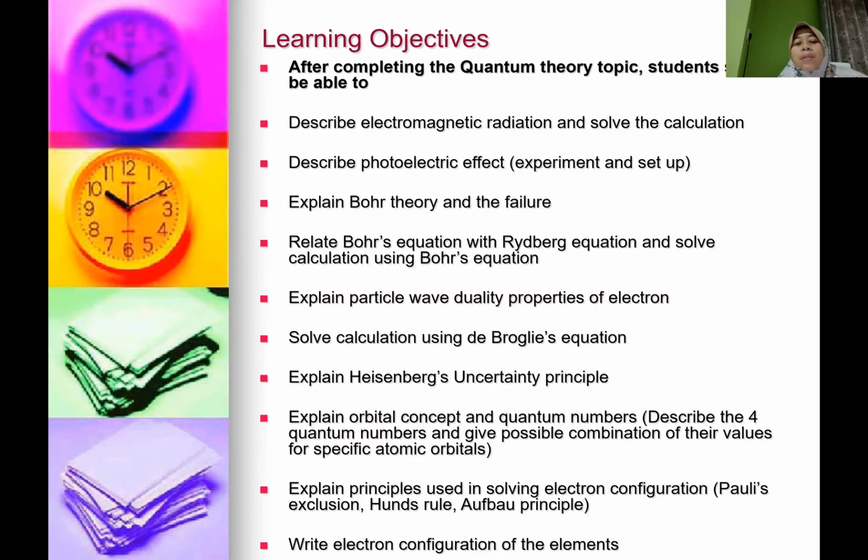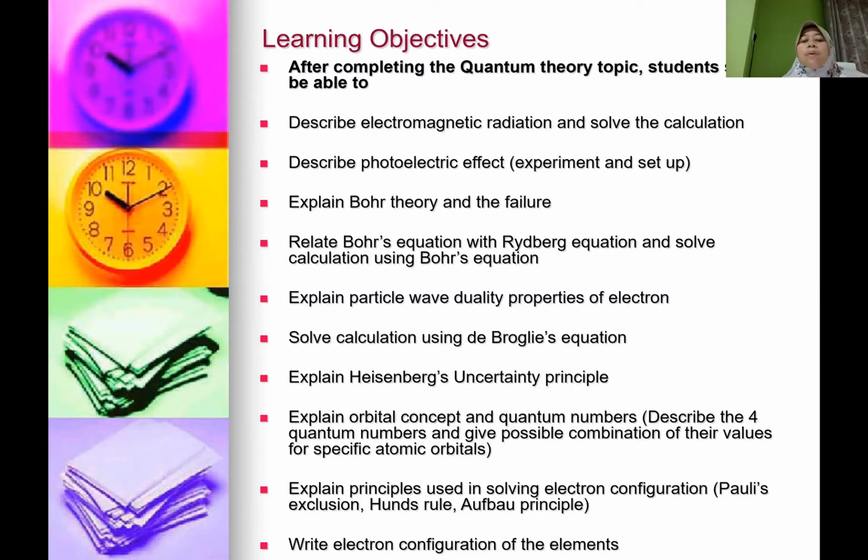So the most important part for students to be able to answer exams, not necessarily these are very limited learning objectives, but for the purpose of answering examinations, these are important points. So the first thing is students should be able to describe electromagnetic radiation process and solve the calculations related to that. Describe photoelectric effect means that you are able to describe the experiment, draw the setup, and explain the observation and the conclusion.